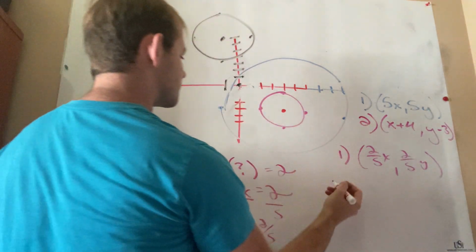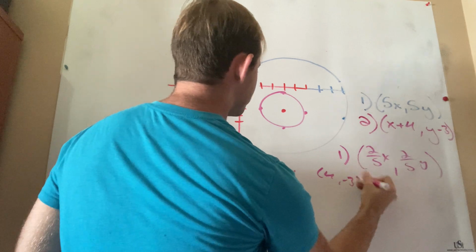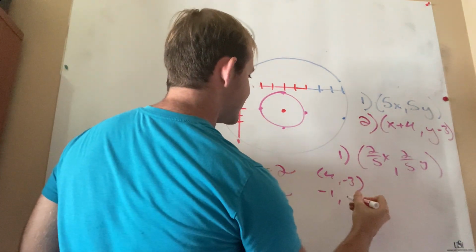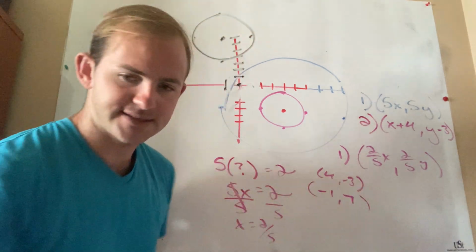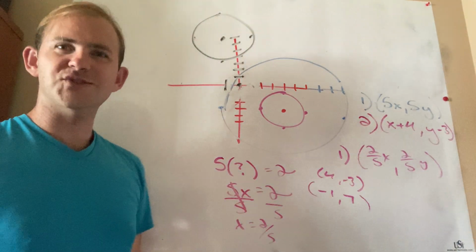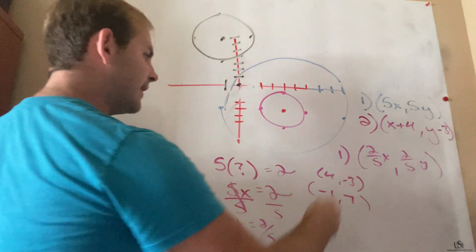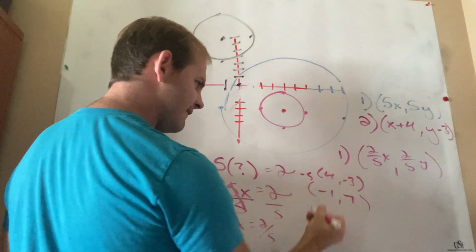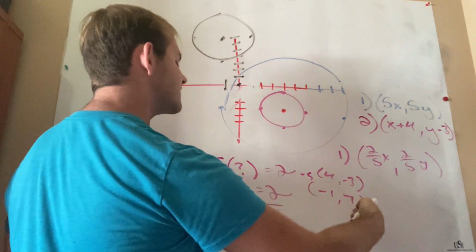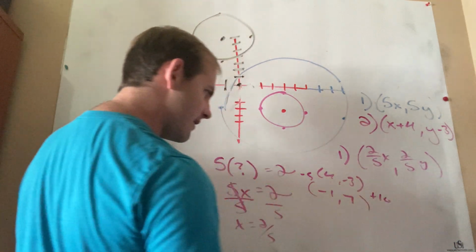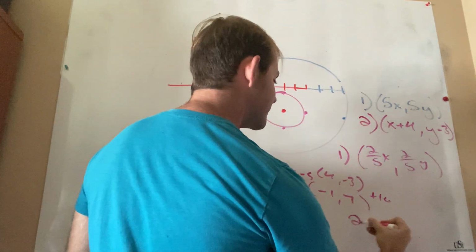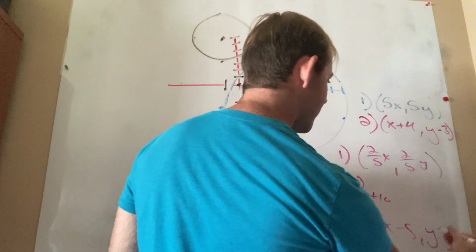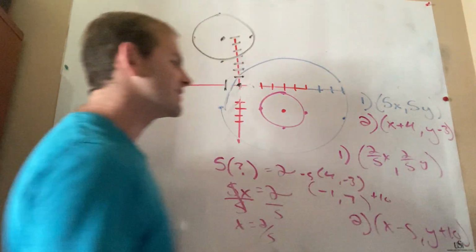So this starts at 4, -3, and then it's going to move all the way over here to -1, 7. Let me make sure I'm reading that right. Yes, okay. So how do I get from 4 to -1? I have to subtract 5. And how do I get from -3 to 7? I have to add 10. So thus, my second transformation would be x minus 5, comma, y plus 10.